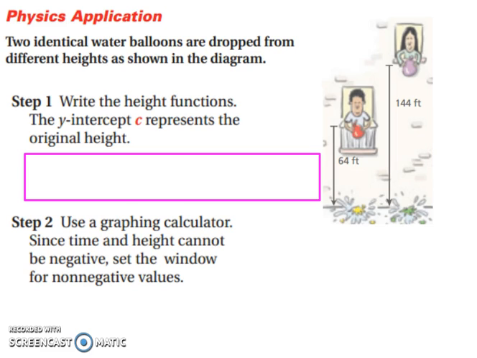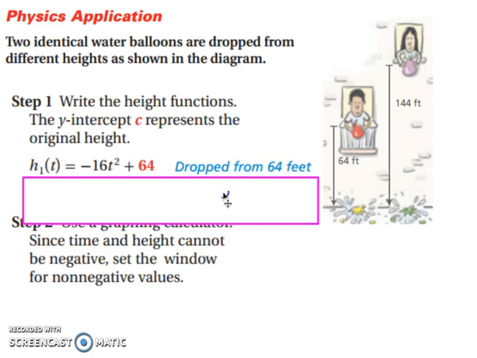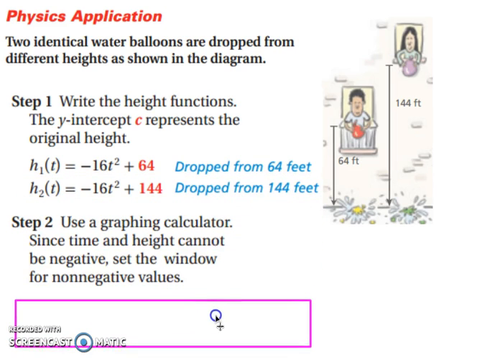Two identical water balloons are dropped from different heights as shown in our diagram. Step 1. Write the height functions. The y-intercept c represents the original height. You can think of that as your y-intercept, since it's the initial height, that's at time 0, and it starts at 64 feet up and at 144 feet up. So when we write our functions, we're going to have it starting at 64 feet and 144 feet.